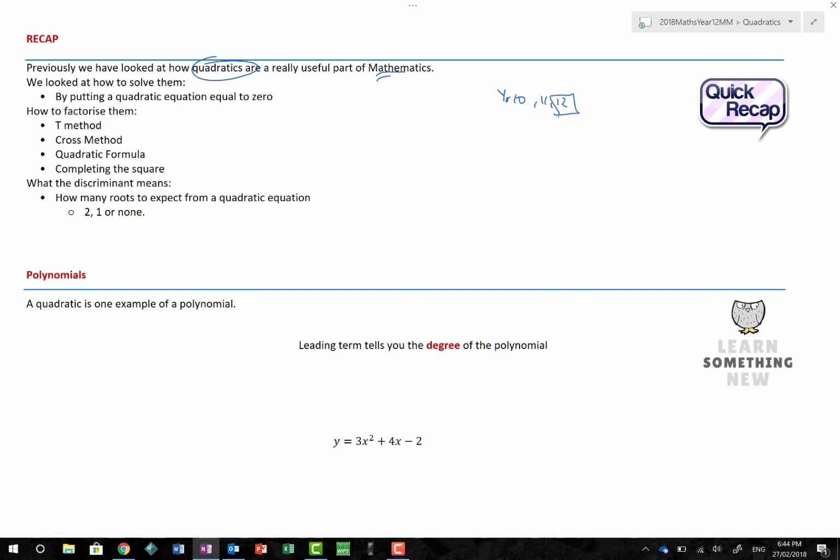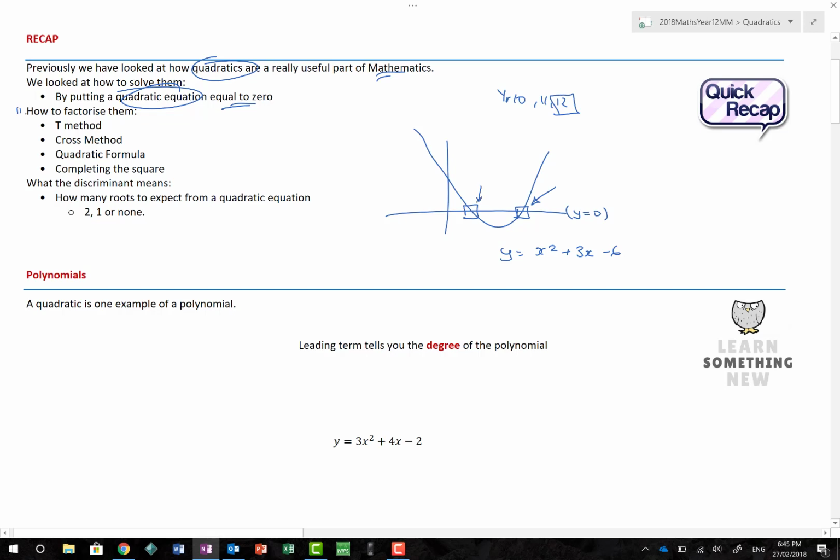Now, we've looked at solving them by putting a quadratic equation equal to 0. That's solving them, if you remember, is trying to find where this quadratic crosses the x-axis. And why? Because that's also known as the line y equals 0. So by putting a quadratic of y equals x squared plus 3x minus 6, for example, equal to 0, we are finding the points where it crosses the x-axis.